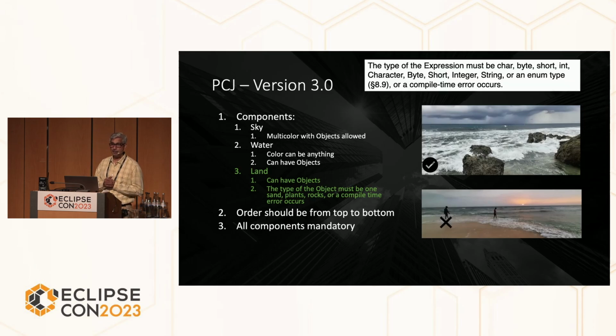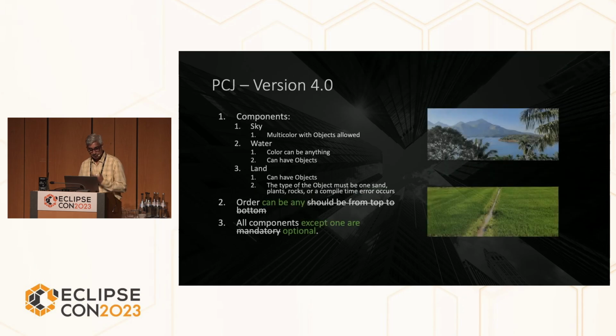Compare that to the actual language specification. It is about a switch expression. The specification says, prior to 21, the type of the expression must be char, byte, short, int, or a compile time error occurs. Is the bottom picture accepted? No, because there are objects which are not allowed, right? And so on and so forth.